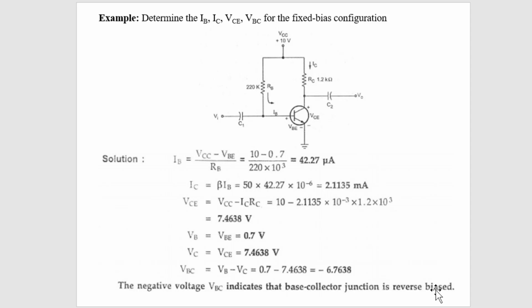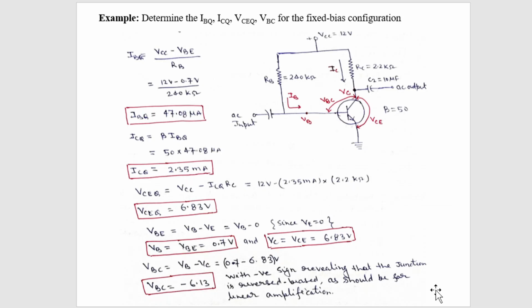Okay. So similarly, another example I have taken. Determine the value of IBQ, ICQ, VCEQ, and VBC for the fixed bias configuration for the given circuit diagram. Here I have just changed the values: plus VCC is 12 volt, RB is 240 kilo ohm, RC is 2.2 kilo ohm, and beta is given, that is 50. Otherwise everything is the same.